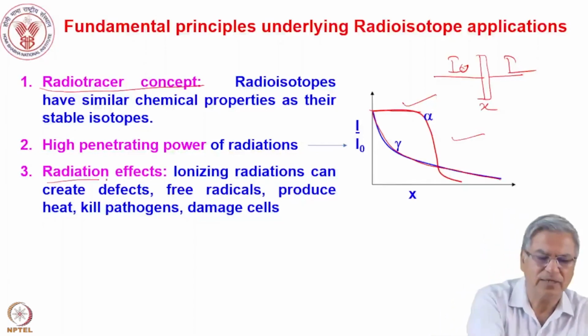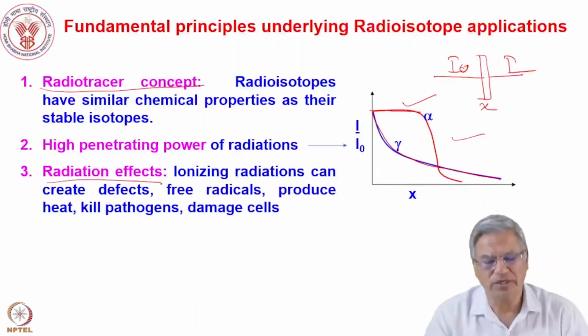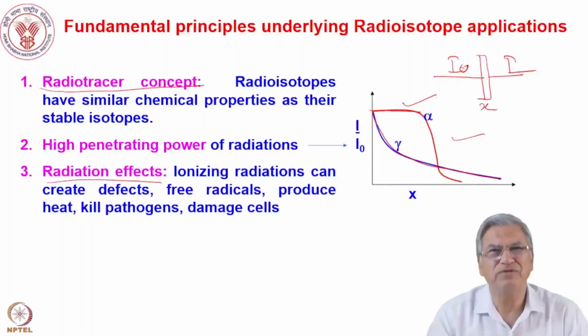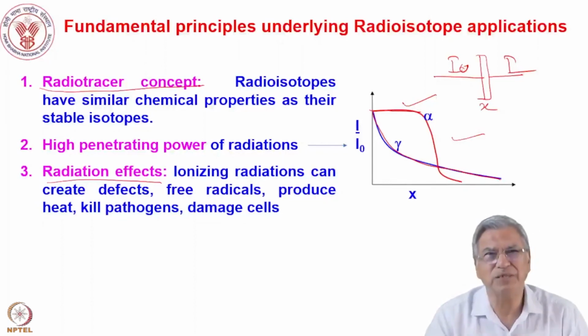And the third is the effects of radiation. Now, ionizing radiation can create defects. They can generate free radicals. They can produce heat. They can even kill pathogens, and they can damage the cells. And these properties of these radiations find them very useful in medicine, for example, in cancer treatment, therapy of cancer, and also modifying materials by polymerization, or you can create defects in materials like diamonds. You can create different colors in diamonds and add to their value.